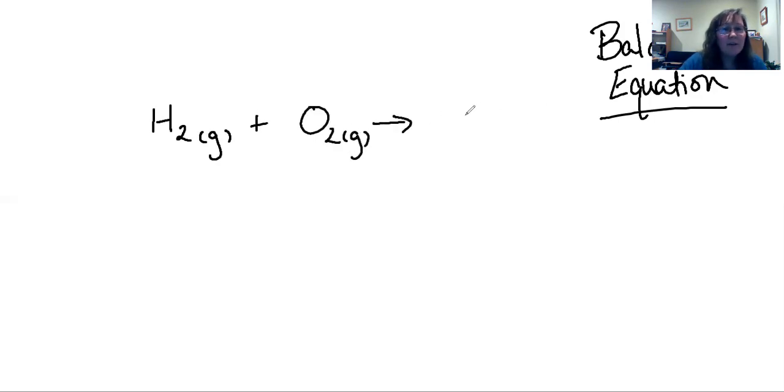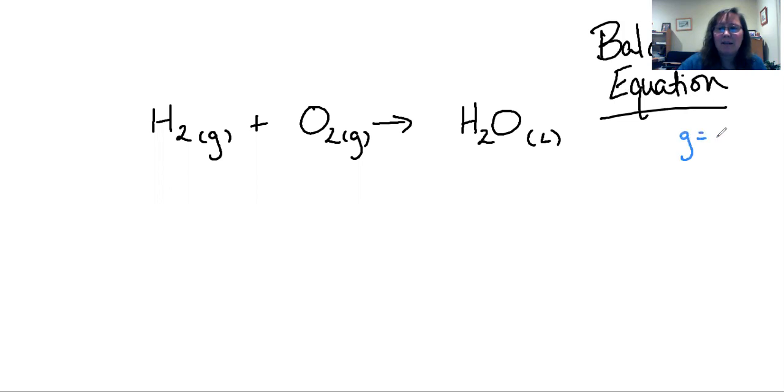So let's look at a really simple one. And this is one that you've actually seen me do before. Hydrogen gas plus oxygen gas come together to yield water. Okay, and here I have G's, and here I have an L, and G stands for gas and L stands for liquid. Actually, let me go ahead and come over here and I'll put that on the board.